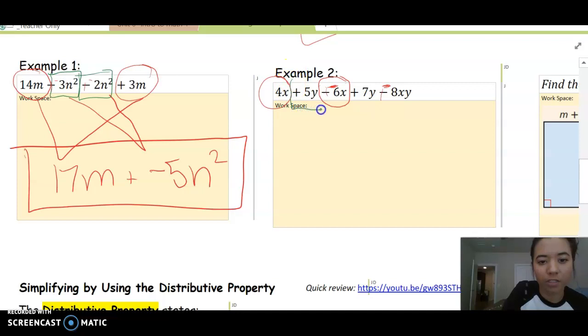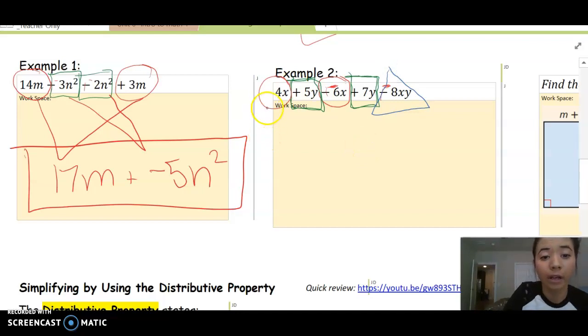Okay, now let's do the next one. I have a plus 5y. Again, notice how I'm drawing it around the sign, around my plus sign. What can combine with y with no exponent? Another y with no exponent. And then lastly, 8xy, that's my last term. There's nothing else that goes with it, so that's going to be all by itself.